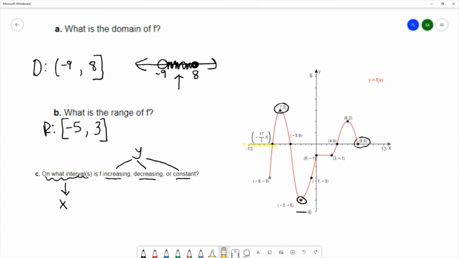So I'm going to start just getting a big picture idea by tracing the graph going from left to right. As I start at the leftmost portion of this graph and I trace, the graph is increasing along this section, and then it's decreasing, and then it's increasing, and then constant, increasing, and then decreasing. So I'm going to label that. Let's label in blue the increasing.